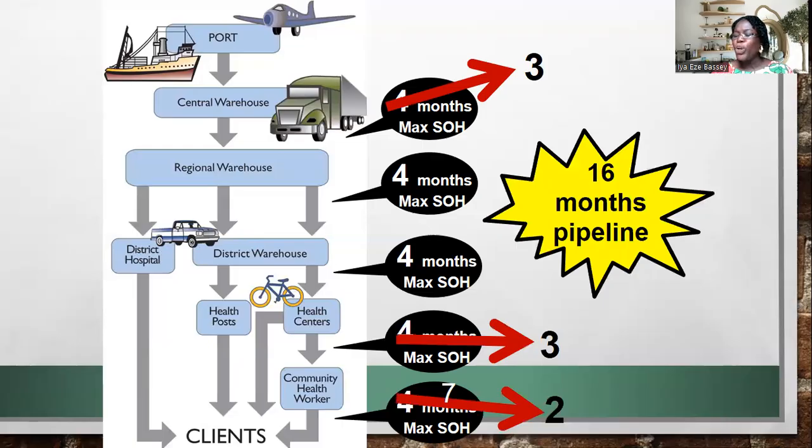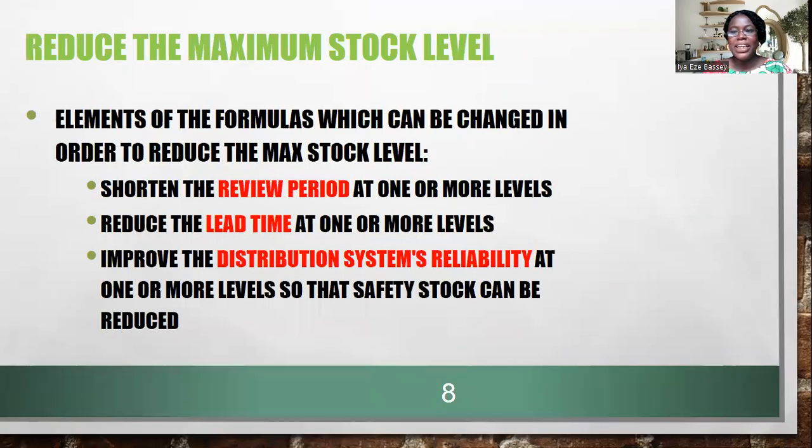But you cannot go arbitrarily shortening the pipeline anyhow. There is a systematic way of doing this, and that is what we will learn in this session. So how do we reduce the maximum stock levels? You need to change some elements of the formulas in order to reduce the max stock level. For instance, you could reduce the review period at one or more levels. You could reduce the lead time at one or more levels.